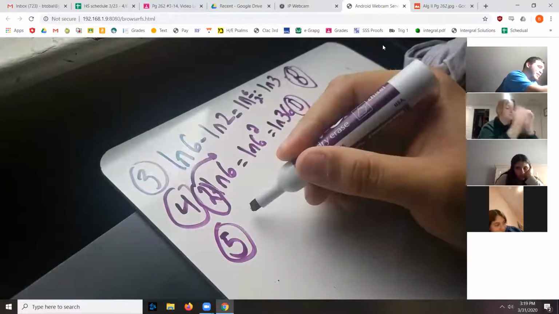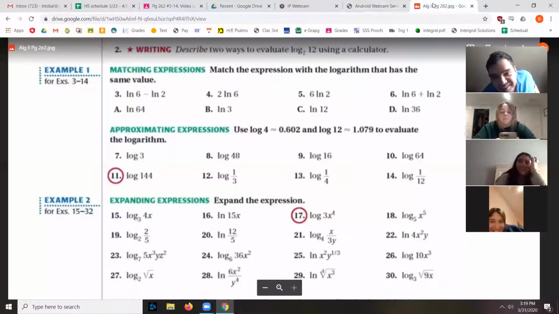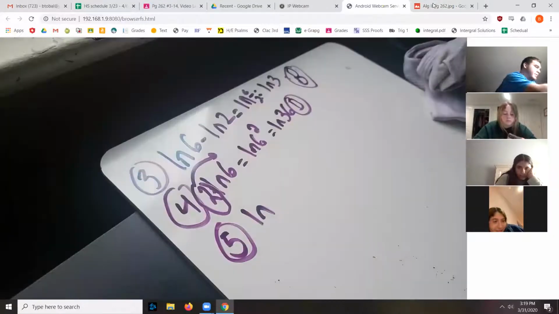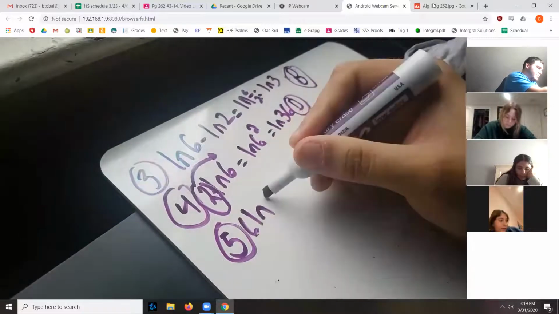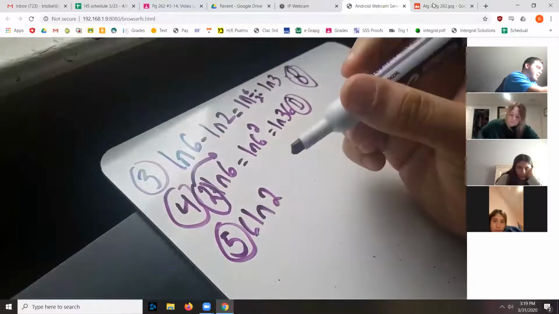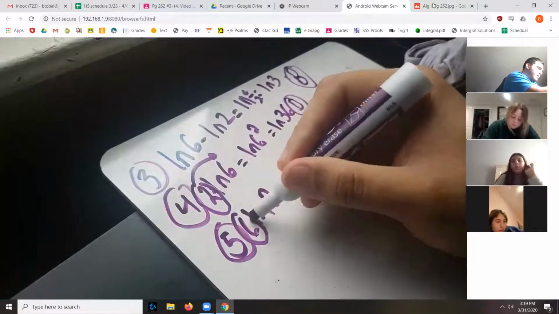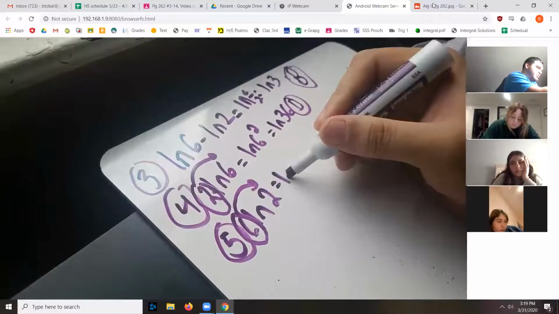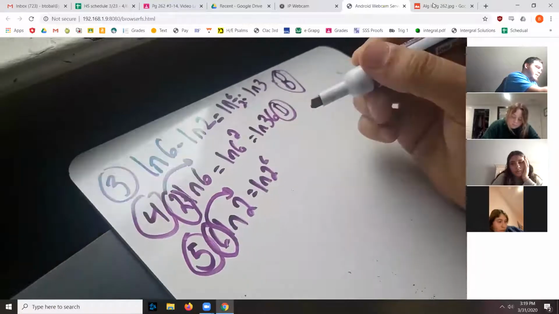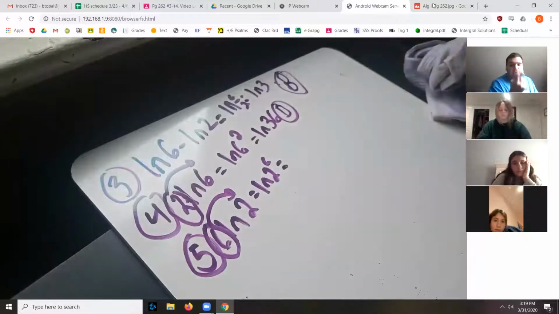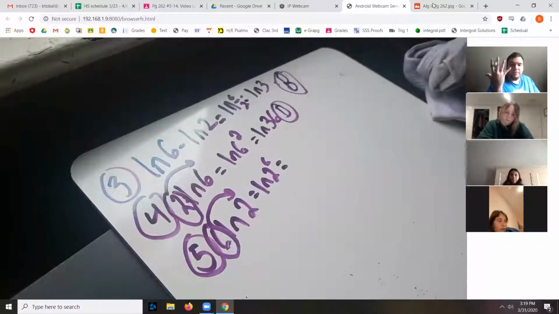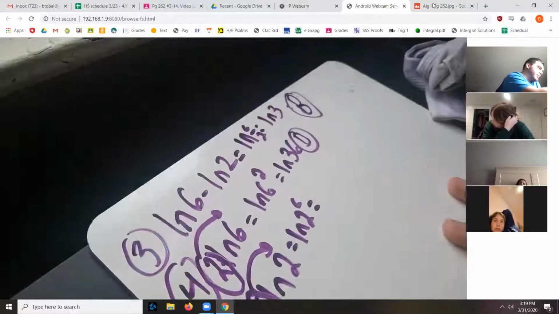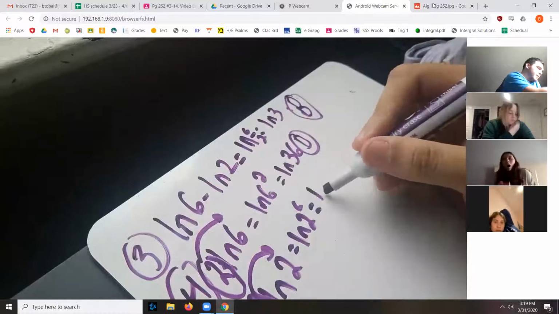Number 5, ln... sorry, 6 ln 2. Same thing. I can make the 6 go on top. So now it's ln 2 to the 6th power. 2 to the 6th power is 2 times 2 times 2 times 2 times 2 times 2, which is 64. So it ends up being ln 64.